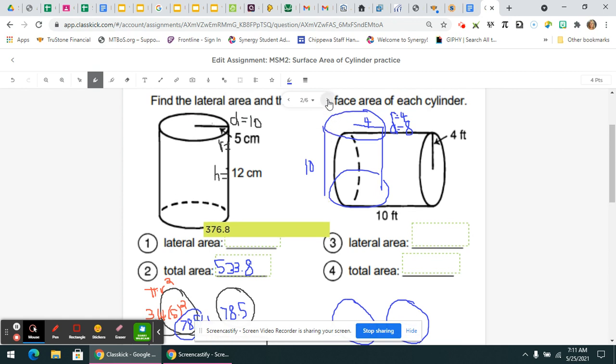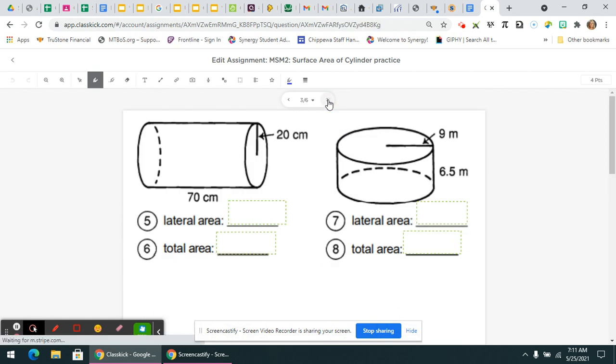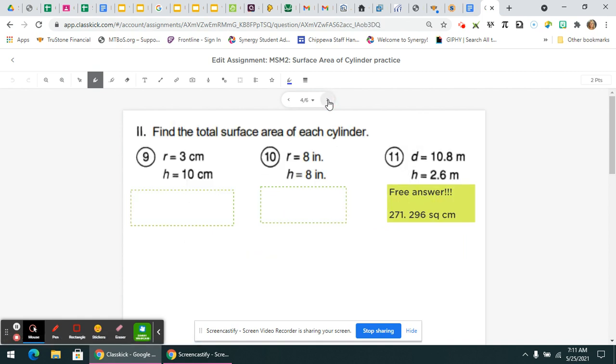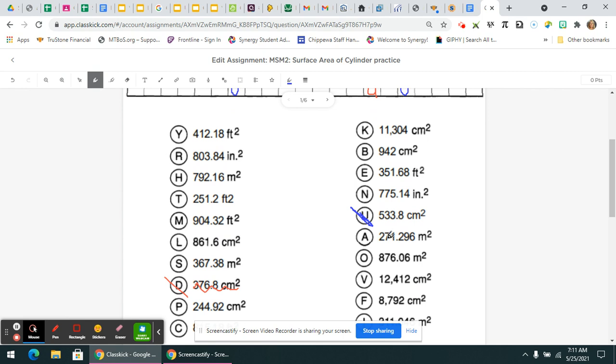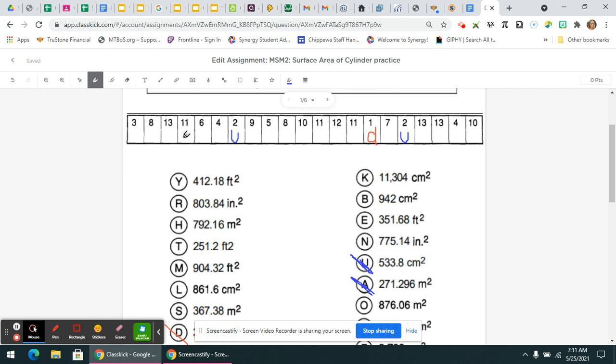So these questions, you're going to notice that again, that's questions 1 through 4. 5, 6, 7, 8. Notice number 11, there's a freebie on here, free answer. So here is the solution. It's 271.296. Let's go find out what letter that will be. 271. So I'm going to backtrack to the first one. So 271. Oh, here it is. So number 11 will be the letter A. So let's find 11. You're going to put an A right here. Here's another 11, an A, another 11, A.